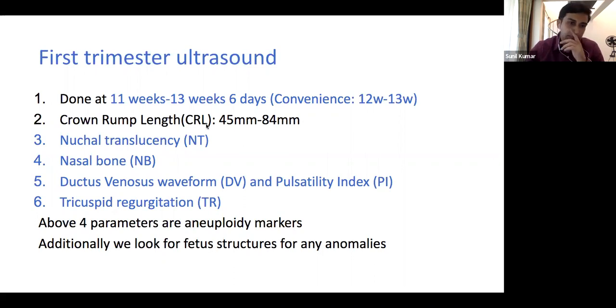This crown rump length only the person who does the ultrasound will know; the patient will not know whether my baby is 45 millimeter or 84 millimeter. That's why we should call them between 12 to 13 weeks. Then we assess nuchal translucency, nasal bone, ductus venosus waveform and pulsatility index, and we check tricuspid regurgitation. These 4 parameters, nuchal translucency, nasal bone, DV and tricuspid regurgitation, are aneuploidy markers. Additionally, we look at the fetal structure for any anomalies even in the first trimester ultrasound.